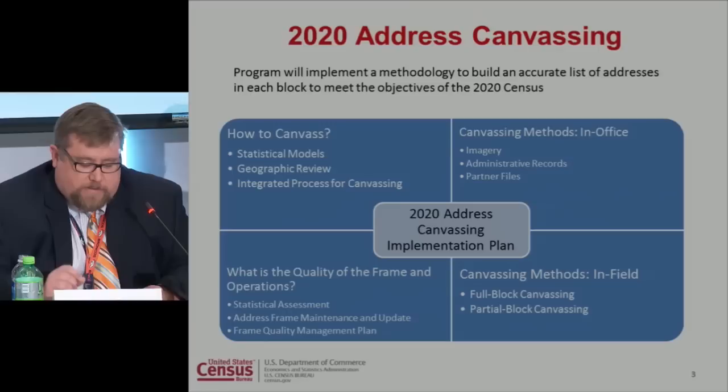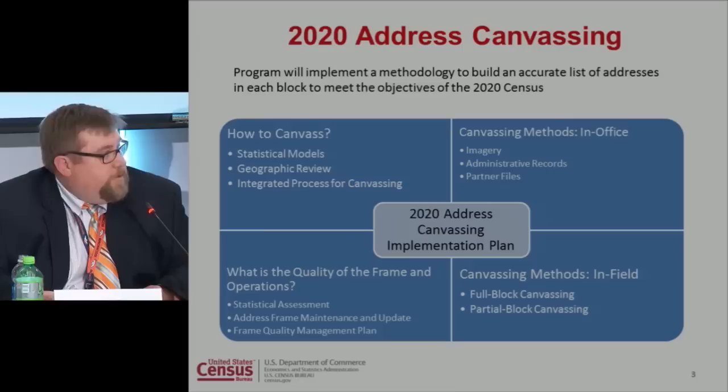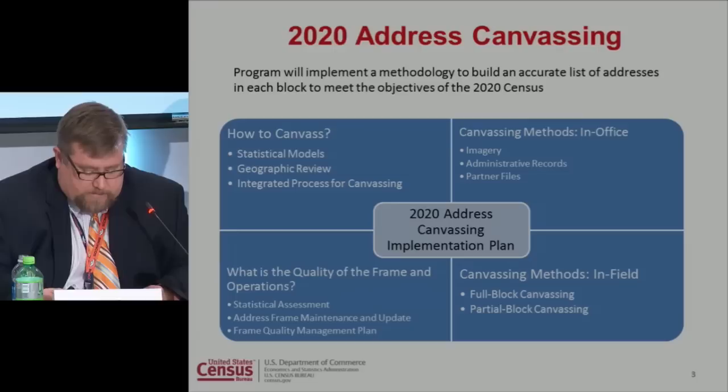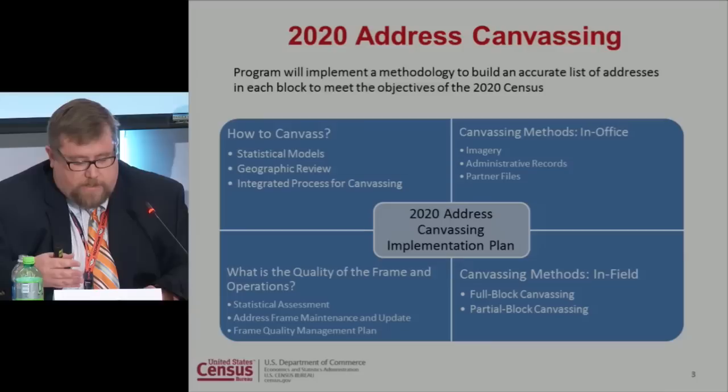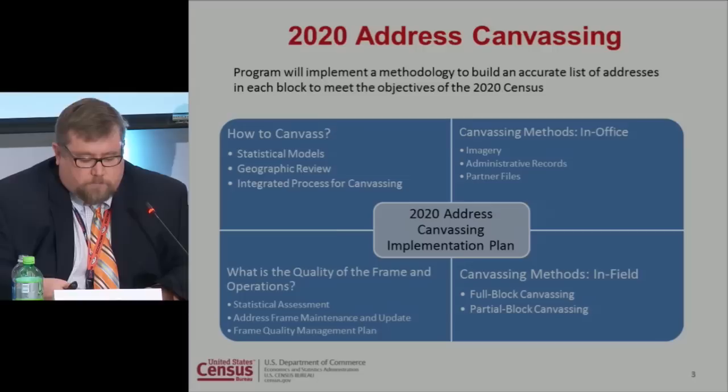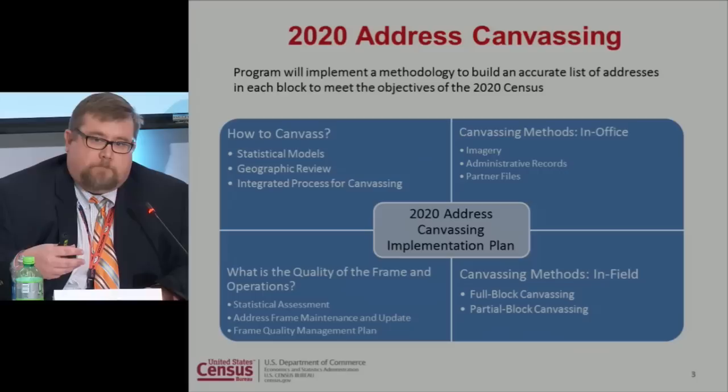So in the top left-hand corner, you'll see that we have the how-to canvas element or component of the 2020 program. And in here, we are thinking about ways to establish via statistical models and geographic review to identify those areas that we would go to the field and canvas using an in-field methodology. We also think that this effort will help us identify areas, obviously, where we would in-office canvas as well.